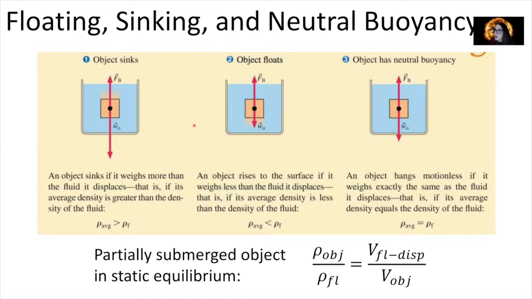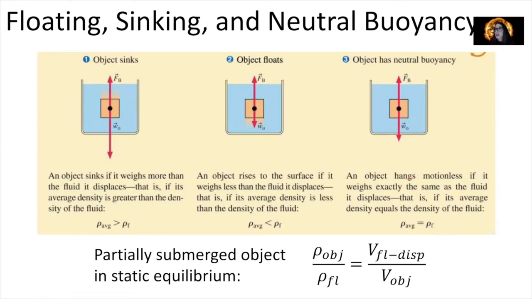An object will float if that object's density is much, much less than water. If you hold that object underneath the surface of a liquid and you let it go, the object will rise to the surface if it weighs less than the fluid it displaces, because it is experiencing a net upward buoyant force that's greater than the weight of the fluid it is displacing. And in that case, the average density of that object is less than the density of the fluid it's displacing.